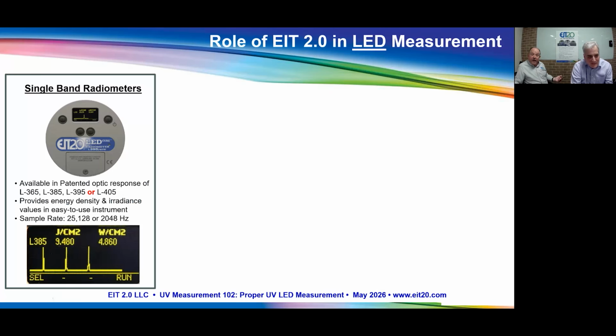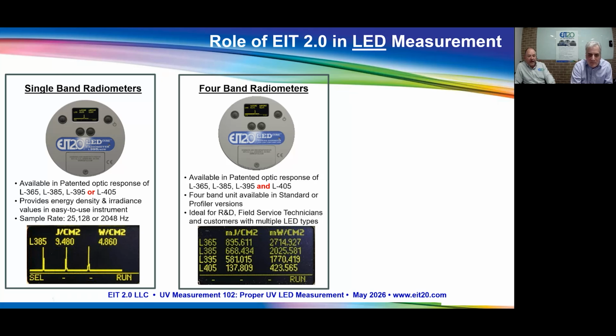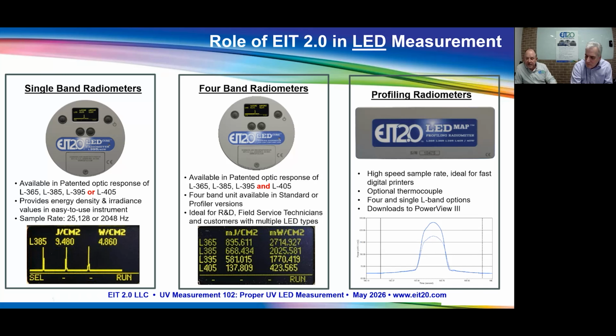As we go up here, we do have several products. We have single band radiometers. We have 4-band radiometers. These are both available in a standard or a profiling radiometer here. We have instruments that can measure to 2048 samples per second.